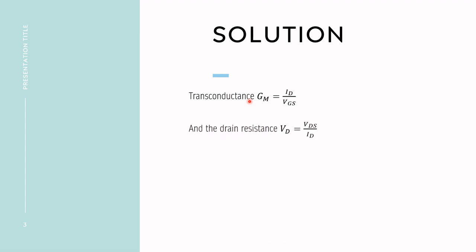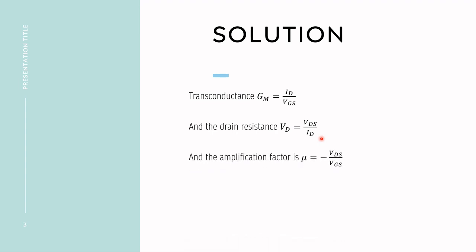Okay. Next factor is the drain resistance, that is Rd equal to VDS divided by ID. So Rd, that means the drain resistance or the channel or the output resistance of the device, is the ratio of the drain source voltage and the drain current, and it is expressed in ohm, right?